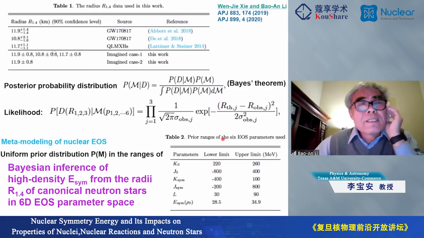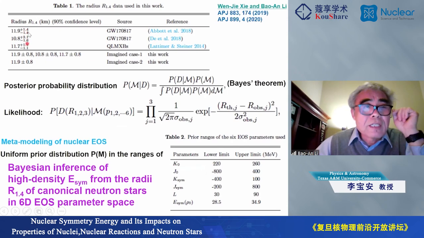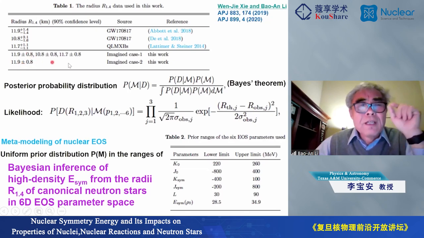Okay, now with the radius of a 1.4 solar mass star inferred from gravitational waves, or from earlier analyses of low mass X-ray binaries, we can use them as data in a Bayesian analysis. Of course, we imagine several different cases. For instance, a case with a different mean value of the radius and the same uncertainty, because the observation gives you different uncertainties. We also imagine a case with just a single number, and then we can see the effects of the precision of your measurement and the mean value of your measurement on your symmetry energy.